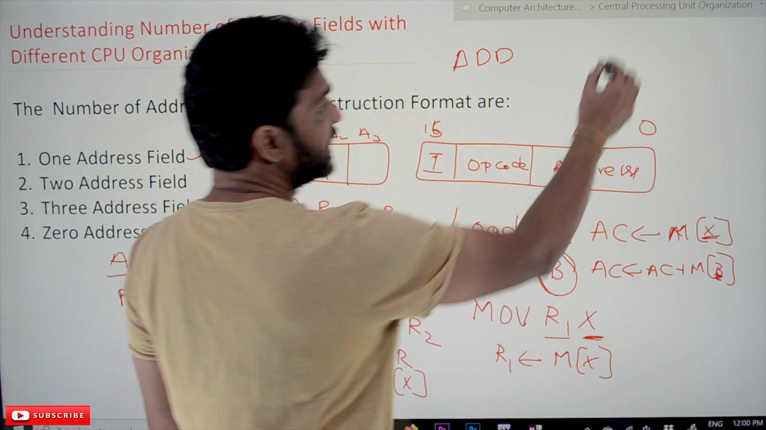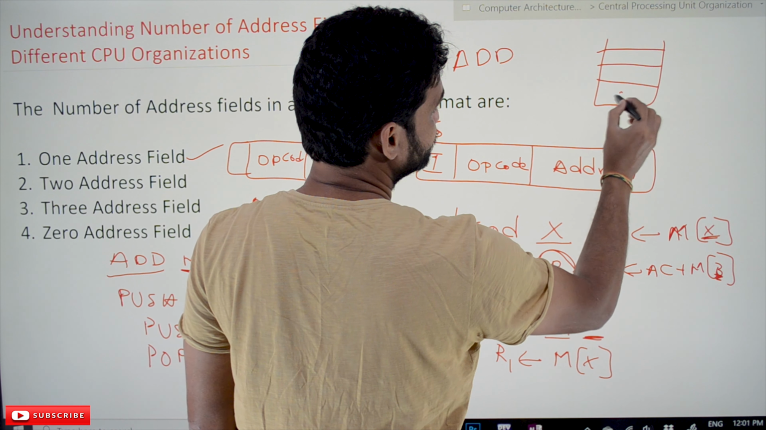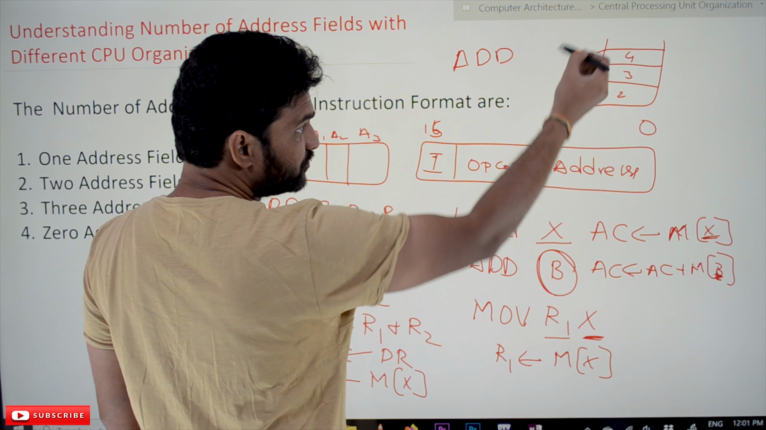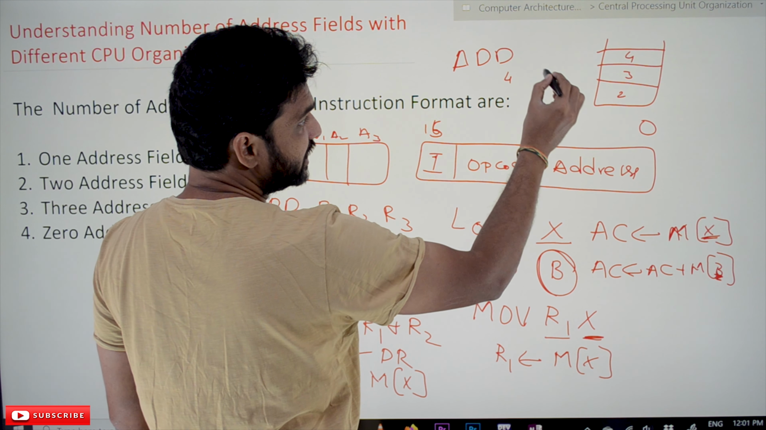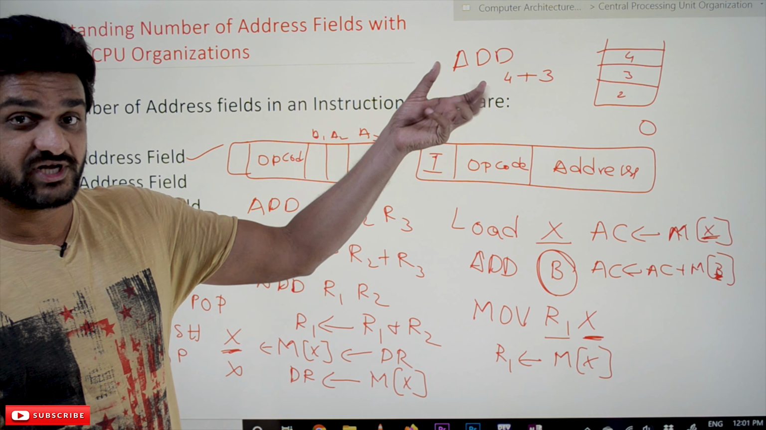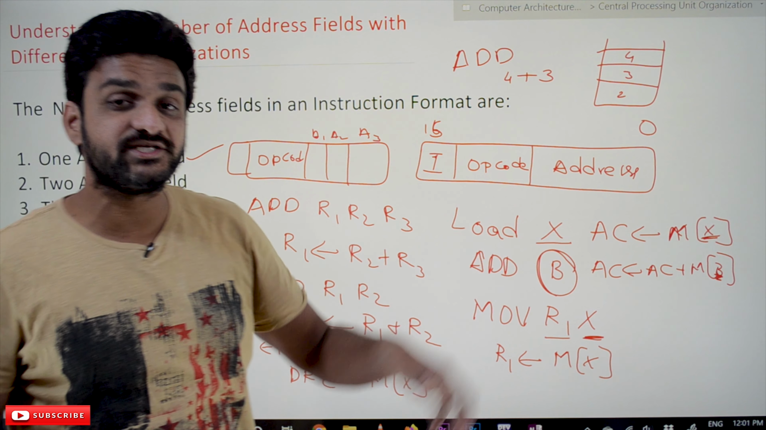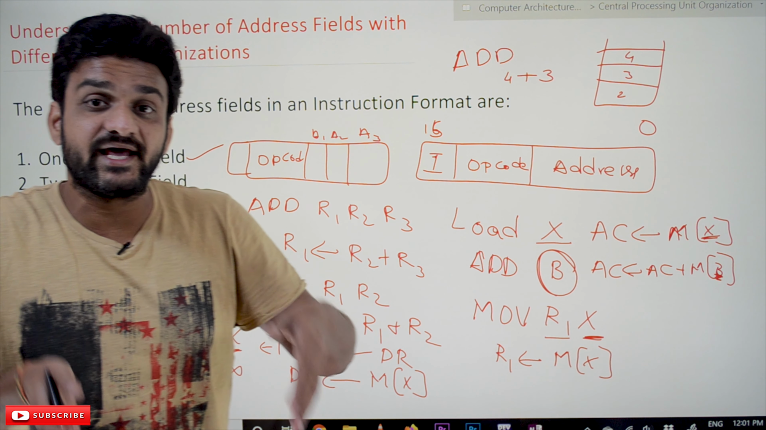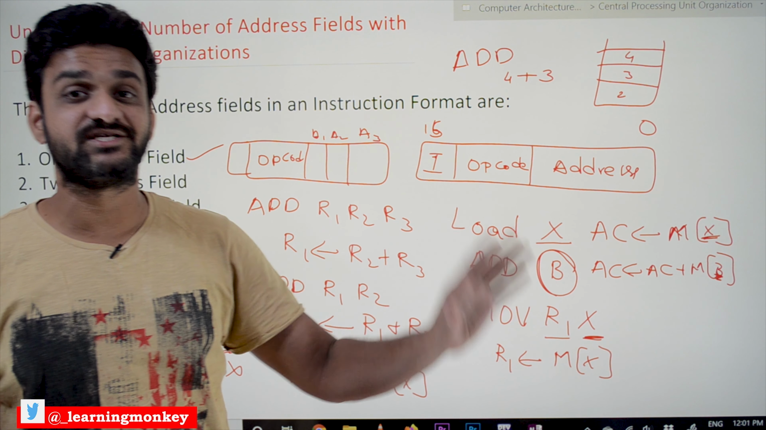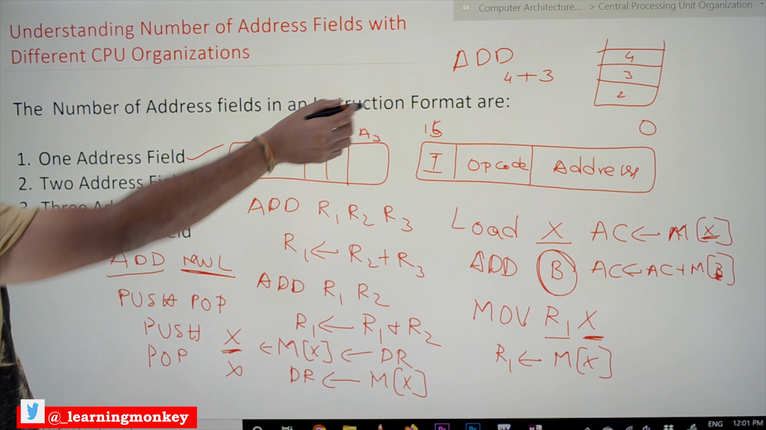What happens with this add operation is, assume that this is the stack and the stack is stored with 2, 3, 4. The topmost two values 4 and 3 will get added. So this is how the postfix evaluation will work. So in the stack CPU organization, there are some instructions which are not provided with any address fields. That is what we call the zero address field instruction format.